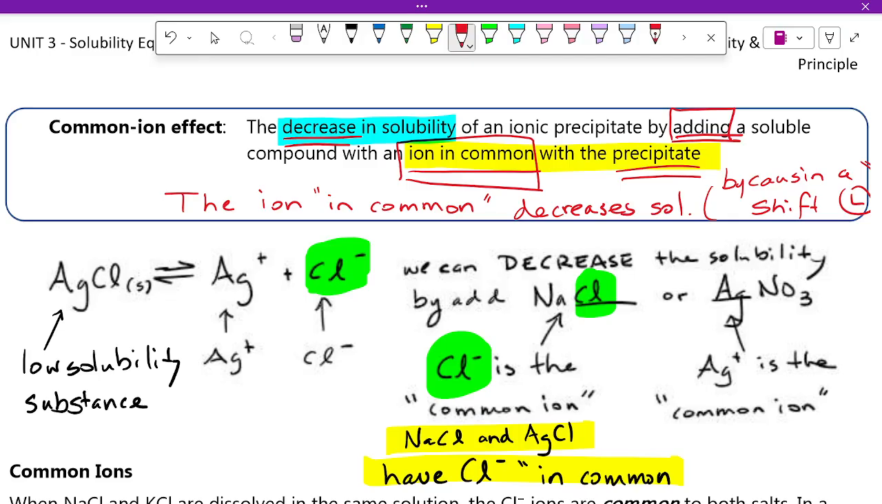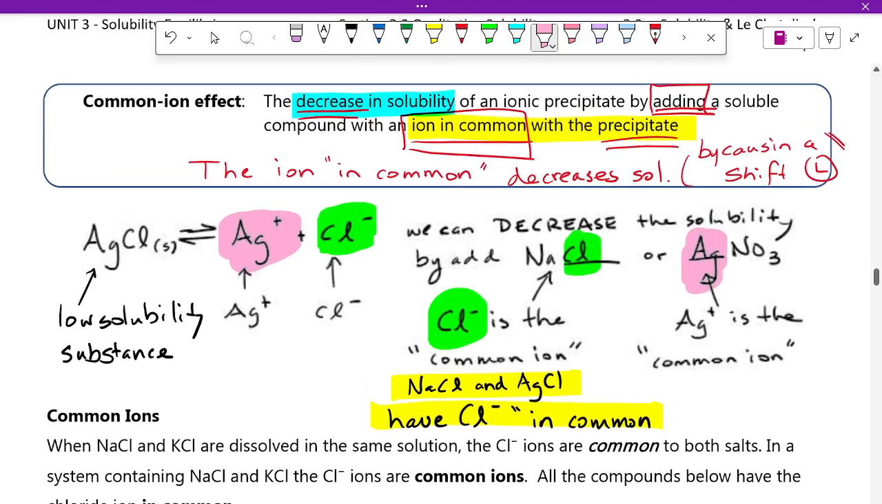We could also have a different ion in common. We could have the silver ion in common. AgNO3 has the silver ion in common with AgCl. Okay, that's what a common ion is.